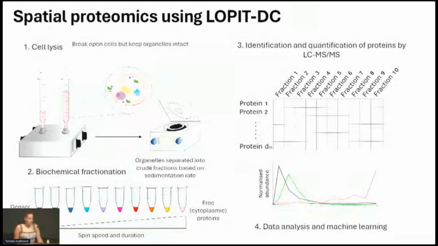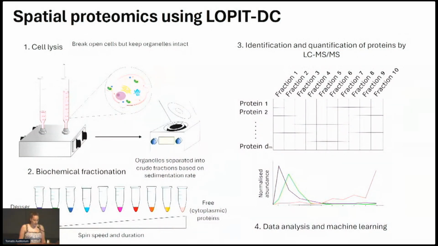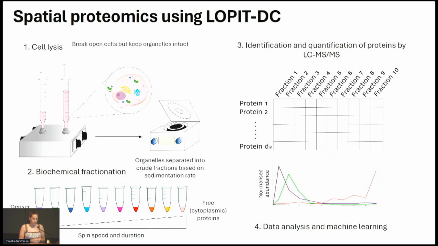So in our lab, we do subcellular proteomics, and we've developed a method that we call LOPIT-DC. So what we do initially is we lyse the cells, we break the plasma membrane, but we do this in quite a gentle way such that we don't break the intracellular structures. We still have intact organelles.